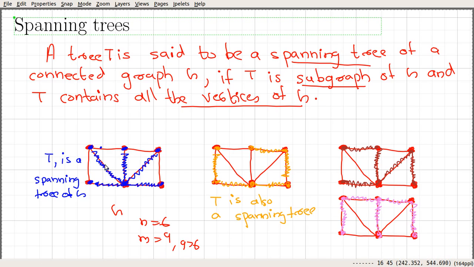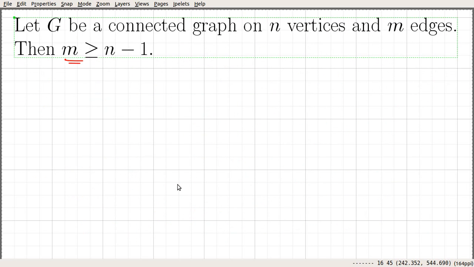Anyway, this spanning tree has to have n minus 1 edges. So it contains n vertices, and a tree with n vertices has n minus 1 edges. So the graph could have more than that. That's the indication behind the proof for this statement. So let's go and prove this statement. It's a very simple proof.